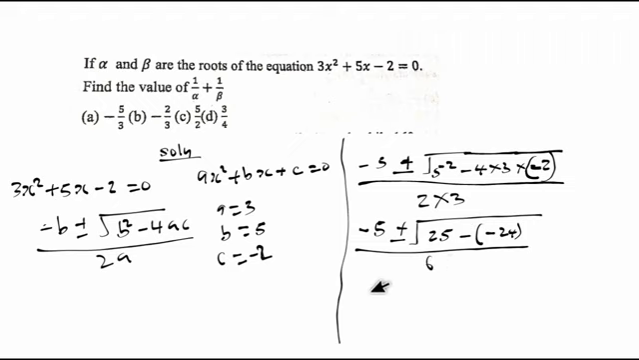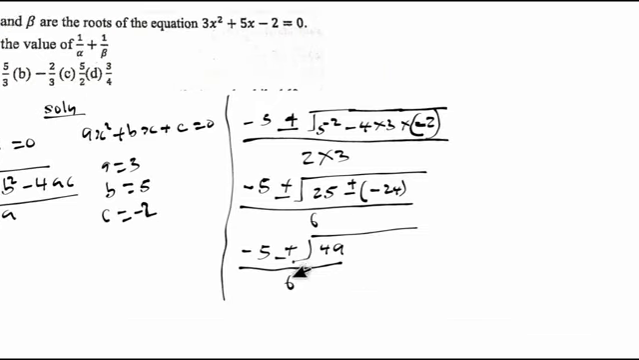Now let's move further. Here we have minus 5 plus or minus. Let's solve this bracket first. Minus times minus gives us plus. Now 25 plus 24 gives us 49. So we have 49 here, and everything is divided by 6.